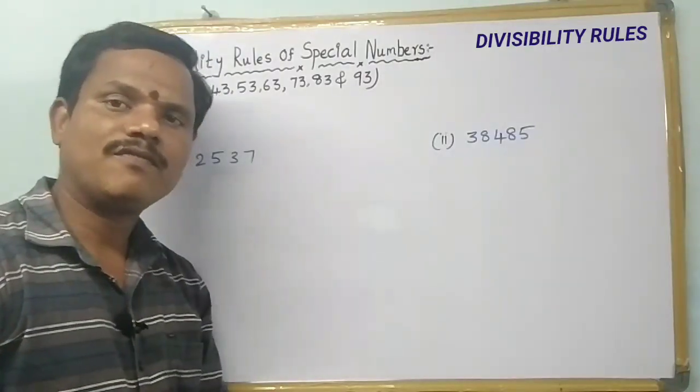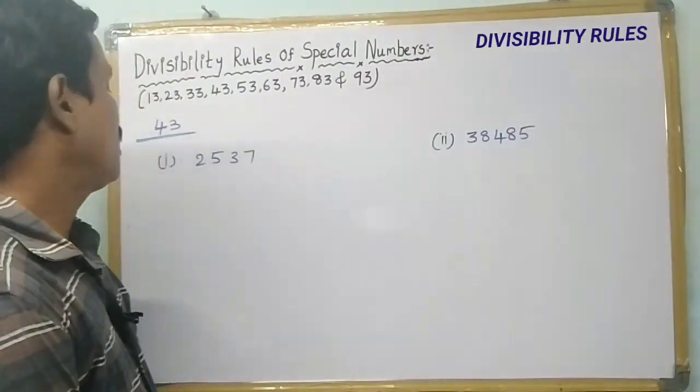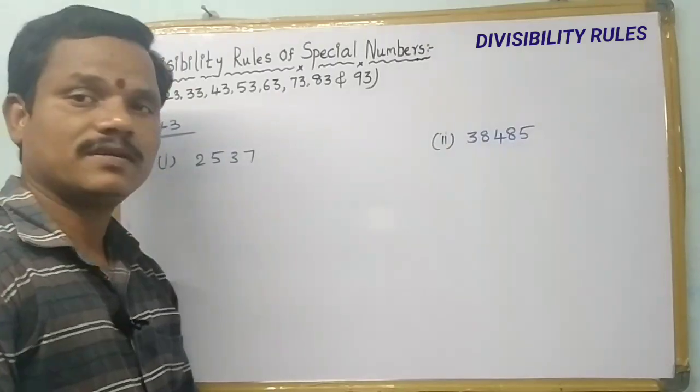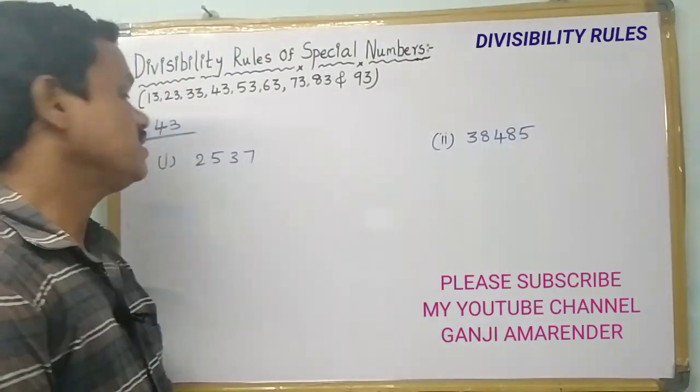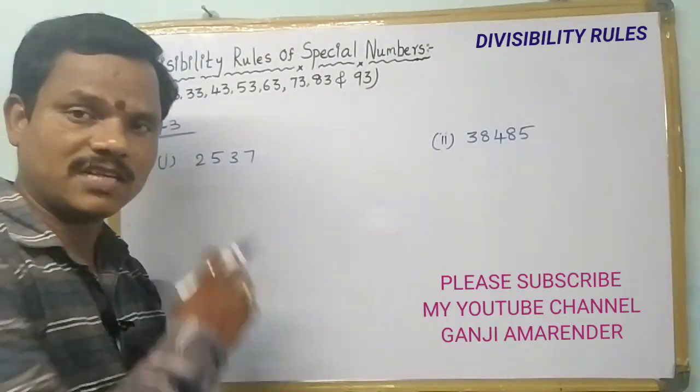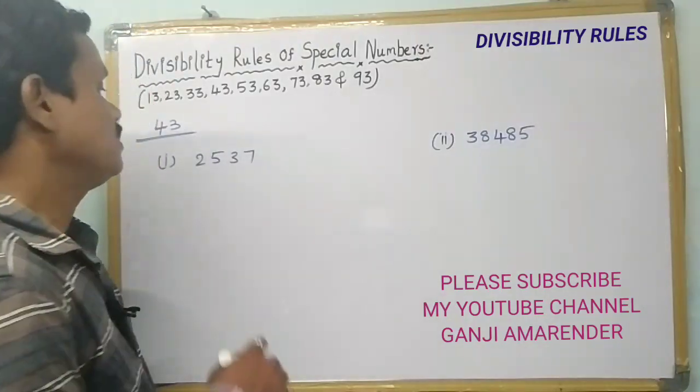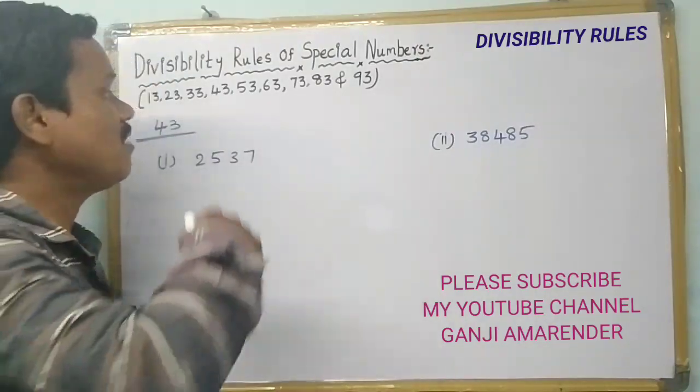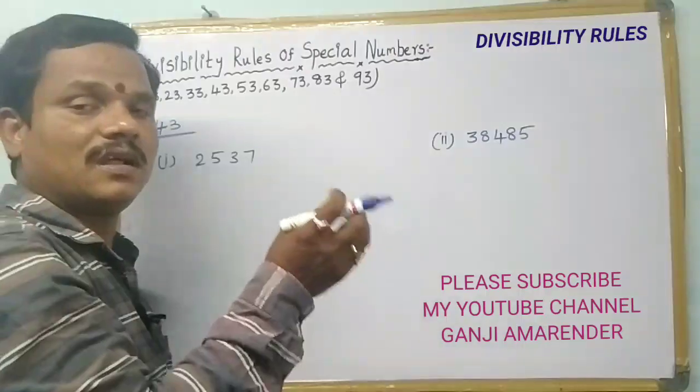Now the divisibility rule of 43. I am taking one example, 2537. Now explaining the divisibility rule of 43 with an example. The procedure is the same. Divisibility rule of any number in special numbers.